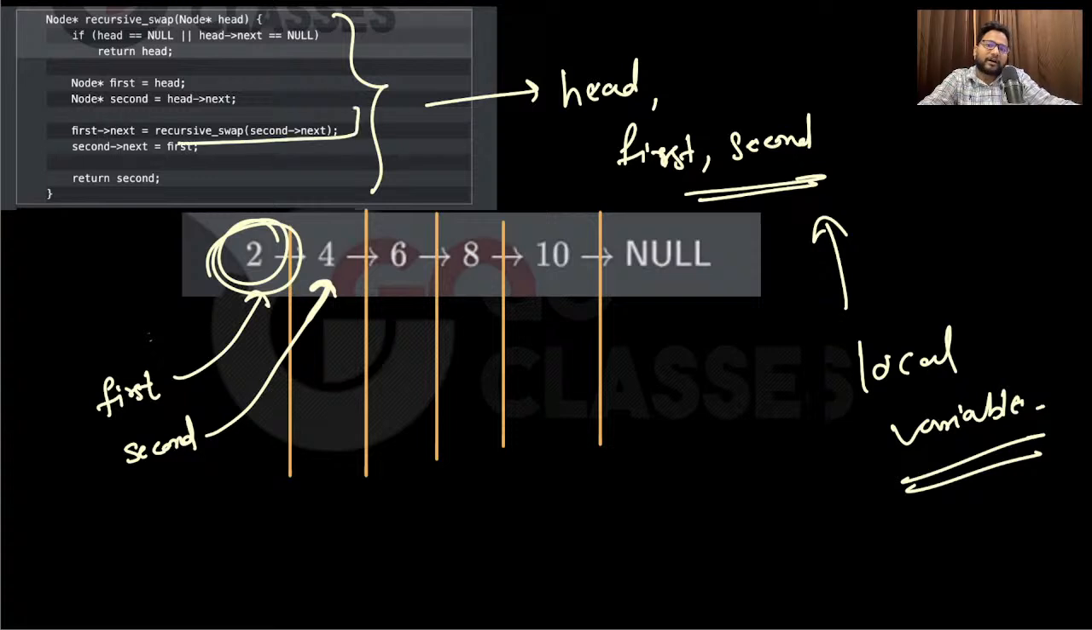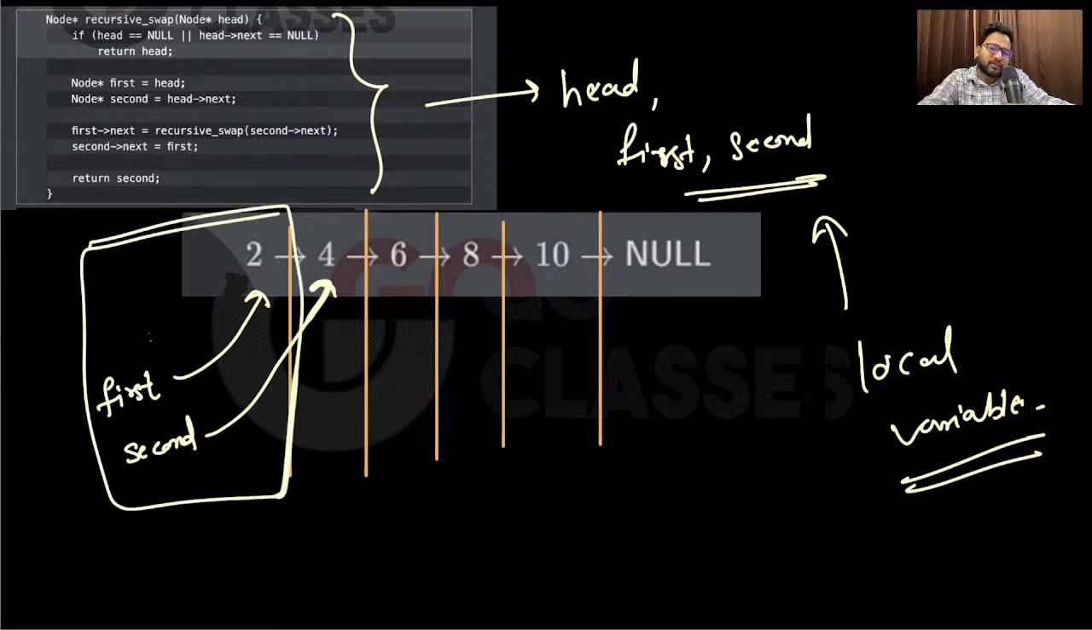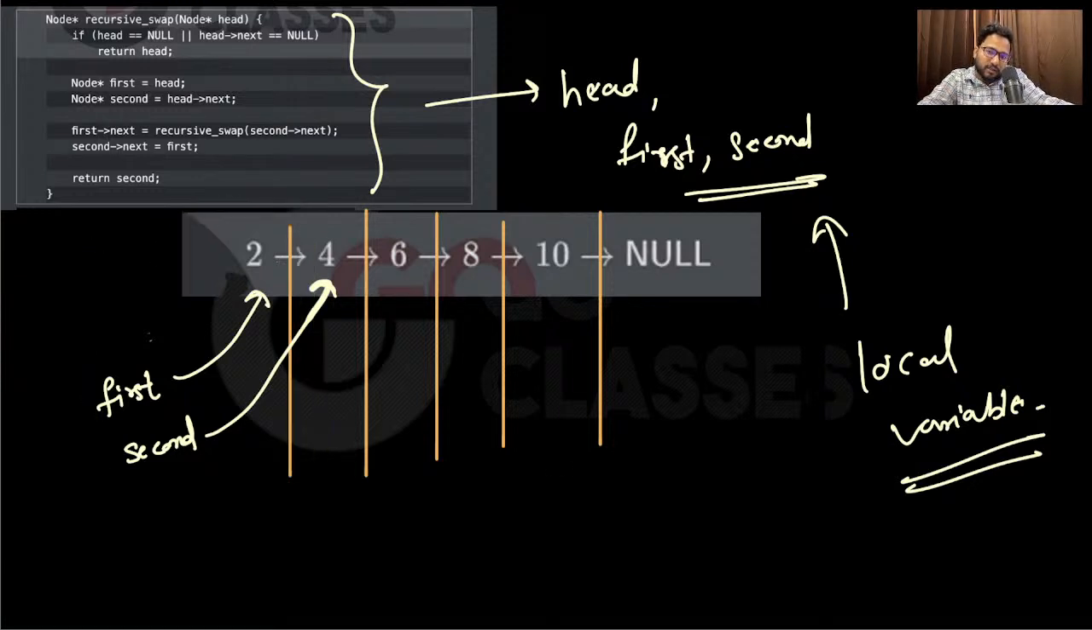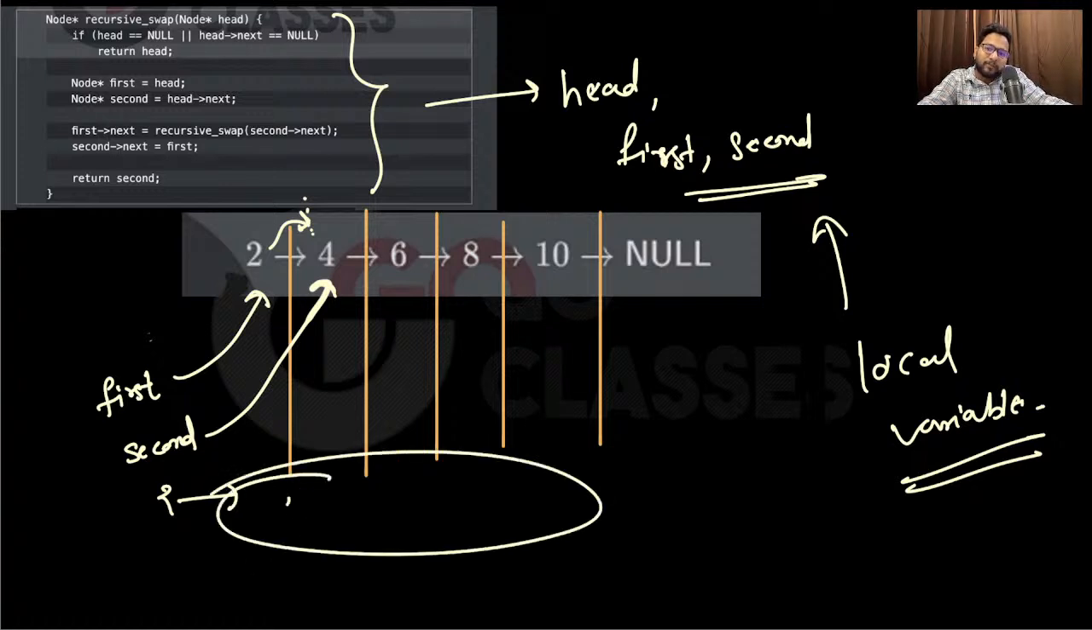whatever this function is returning. Basically I don't know. Once this function call is happening, I'm calling this function at 2, and I don't know what this function is returning. So I'm waiting here. This is like a wait state, like 2 will be pointing to whatever this function is returning, right? And then I'm calling this function with a recursive swap function.